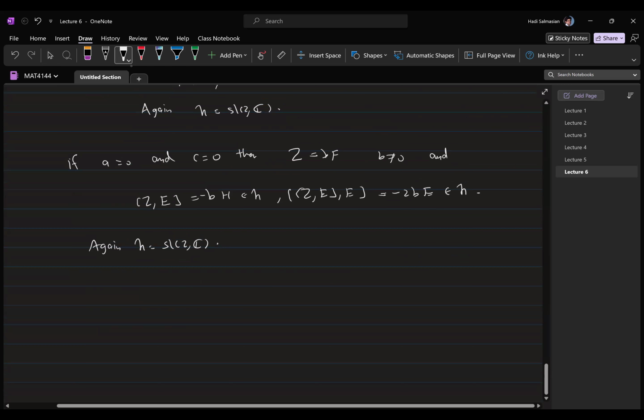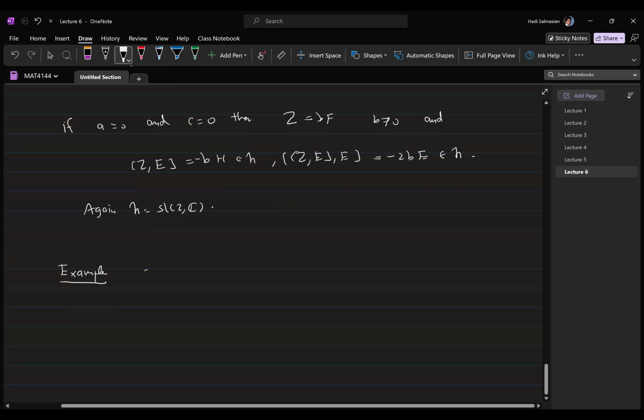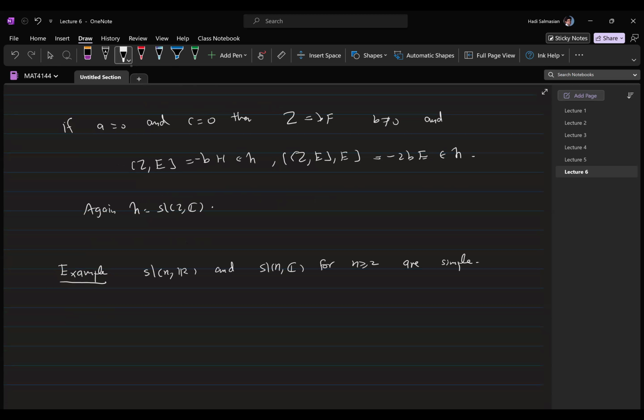But it becomes more difficult if you want to think about the more general assertion, which I give here in this example. The Lie algebras SLN-R and SLN-C for arbitrary n at least 2 are simple. This can be proved by a more lengthy calculation based on this technique, but also by more conceptual and smarter ways. That they're simple Lie algebras.